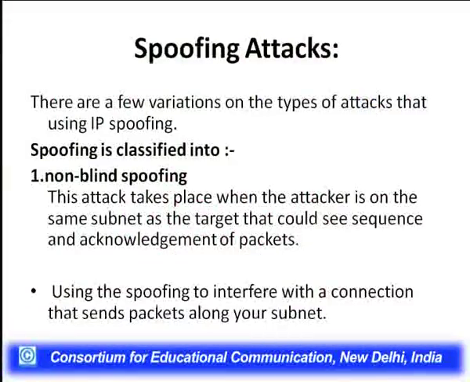So, the first kind of IP spoofing attack is non-blind spoofing, and the second type is blind spoofing. In a non-blind spoofing attack, the target computer is selected, and this attack takes place when the attacker is on the same subnet as the target and could see the sequence and acknowledgement of packets. So, this uses the spoofing to interfere with a connection that sends packets along the subnet.